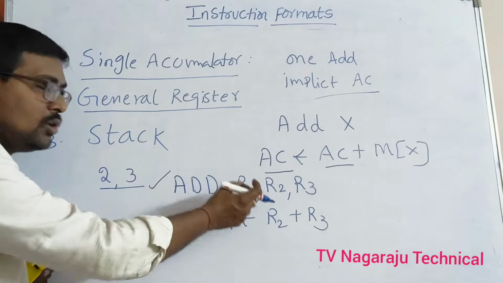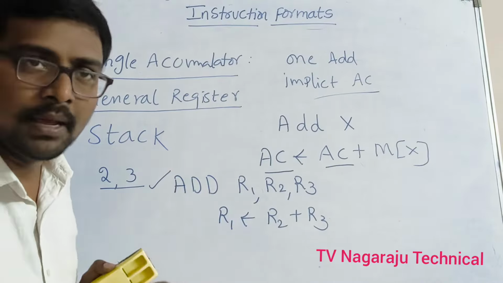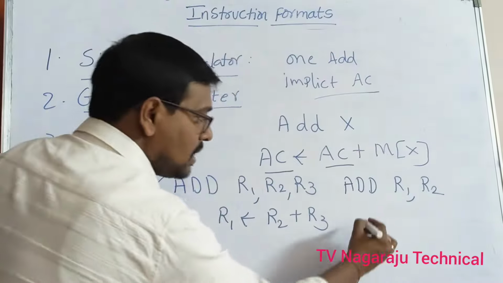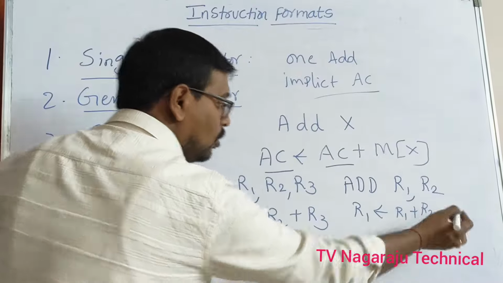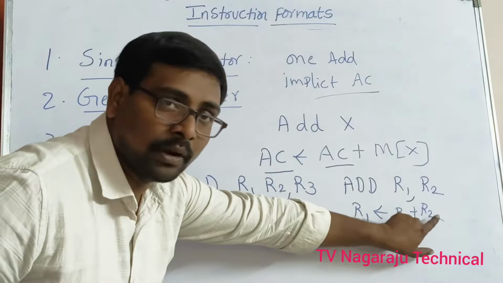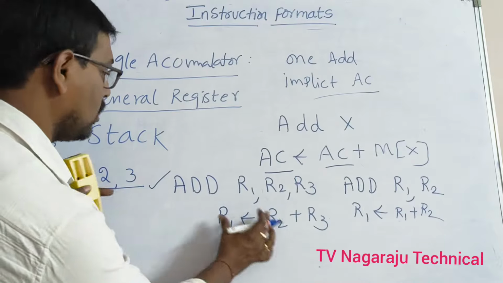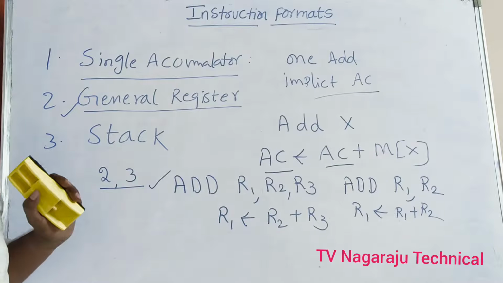We can also reduce three address fields to two. If the destination is one of the source registers, like ADD R1, R2, the meaning is R1 ← R1 + R2. We add the contents of R1 and R2, and the destination is also one of the source registers, so we can reduce from three to two. This is general register organization.